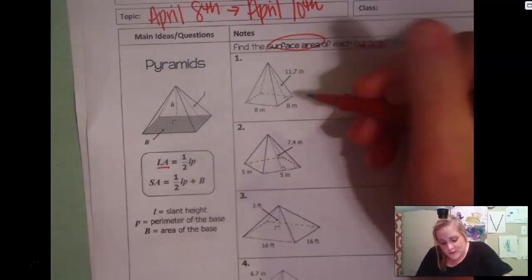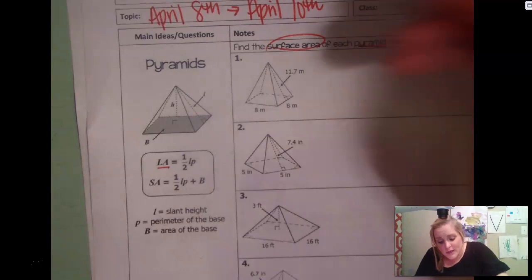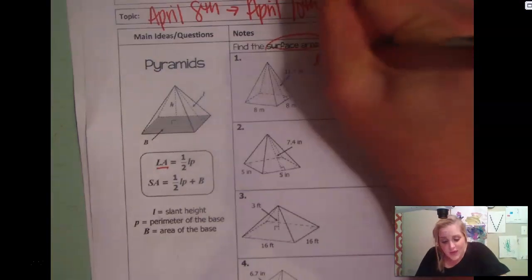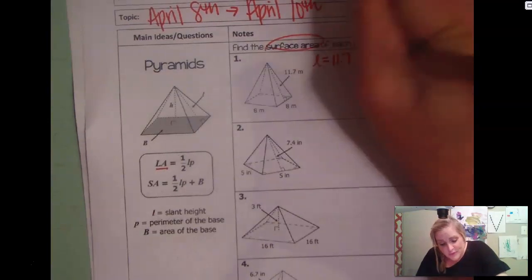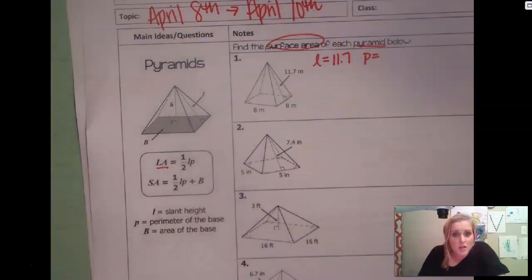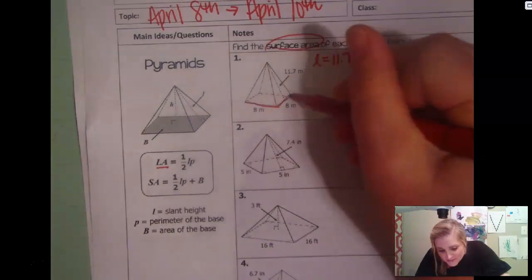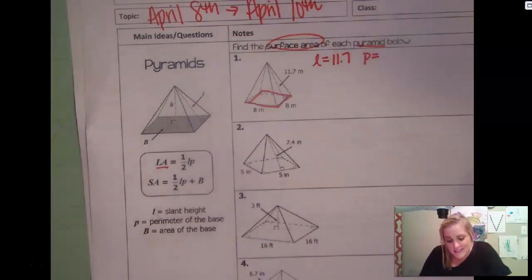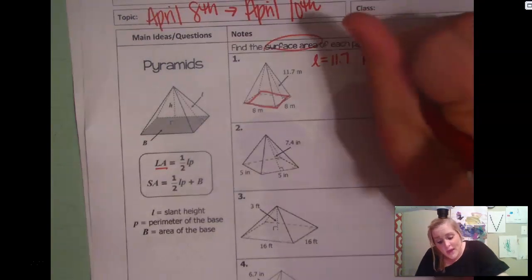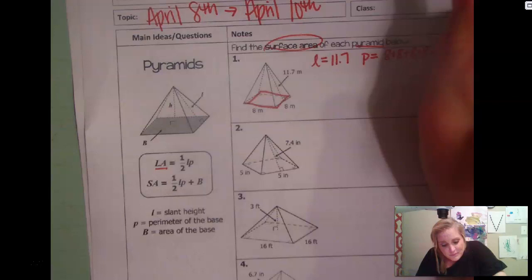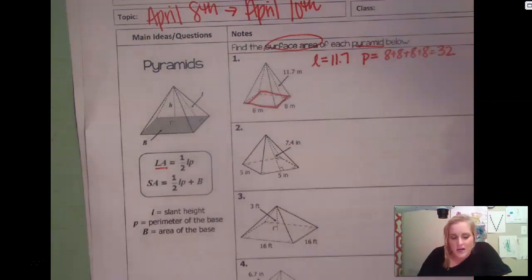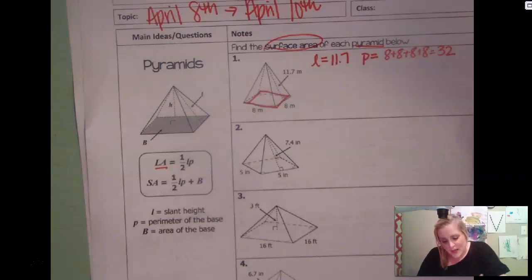If we look at the first one and we look at what we need, the little L, okay, that's 11.7. We need the perimeter. The perimeter is going to be all of the sides of your base. This is my base. They're all 8. This is a square. So 8 plus 8 plus 8 plus 8 equals 32. Obviously, you don't have to do it that way. I'm just showing you that's the perimeter.